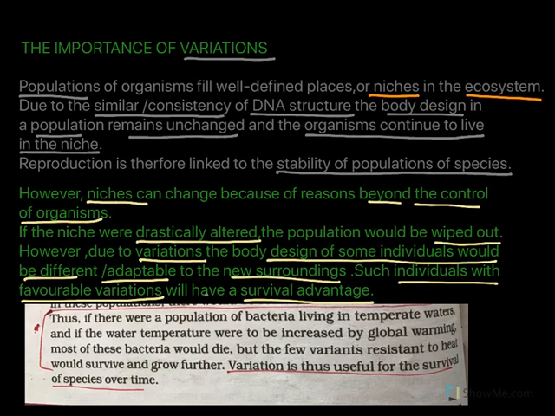Now this I have taken up from your textbook. Thus we see if there were a population of bacteria living in temperate waters, and if the water temperature were to be increased by global warming, most of these bacteria would die because their niche has changed, the temperatures have increased, the waters have become warmer. So they may find it difficult to live in such waters. But a few variants resistant to heat, which means some bacteria, because of variation, would now be able to withstand higher temperatures, would survive and grow further.